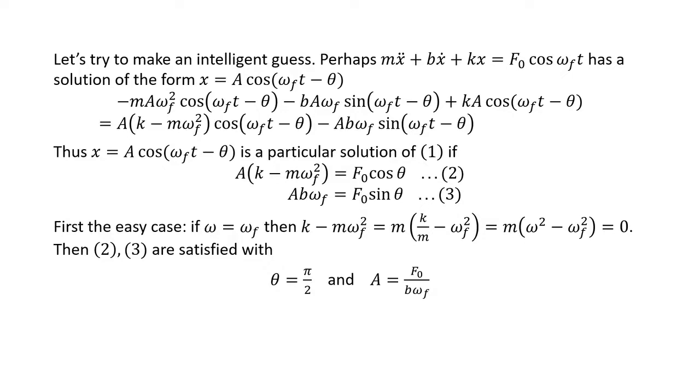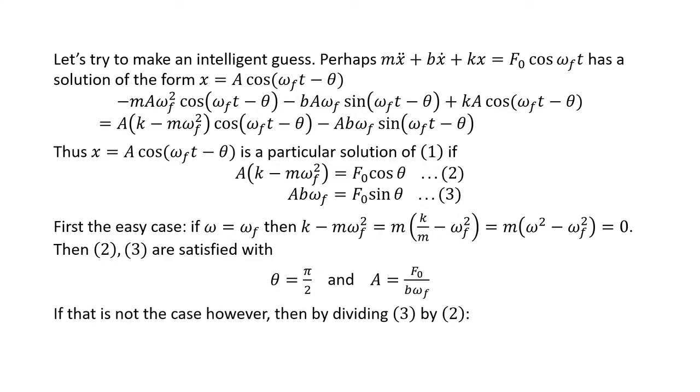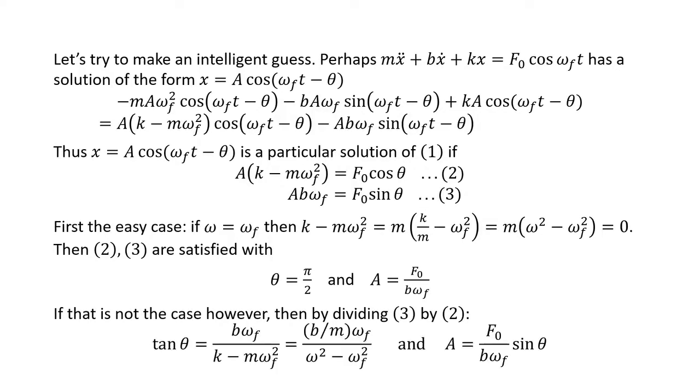But let's suppose that omega is not equal to omega f. Then I can divide 3 by 2, which is not the first time that we're using this kind of technique, and I can identify what tan of that theta angle must be. And if I can find a theta from this, then I can substitute it and find for a. Okay, so that is a lot of progress. Perhaps this is how I can find for a and for theta.